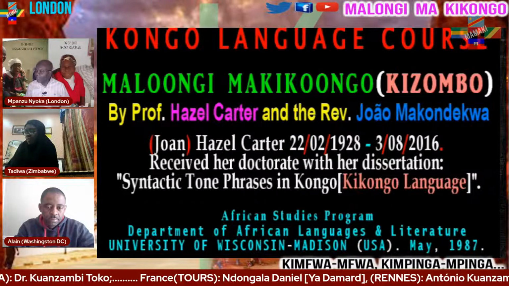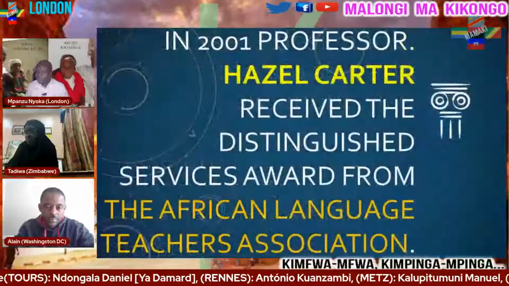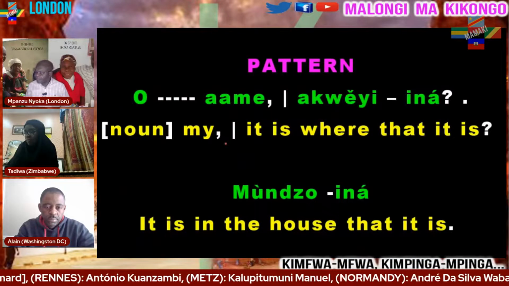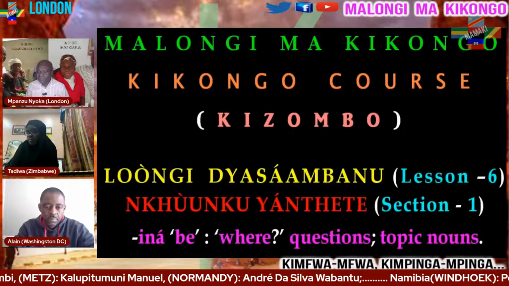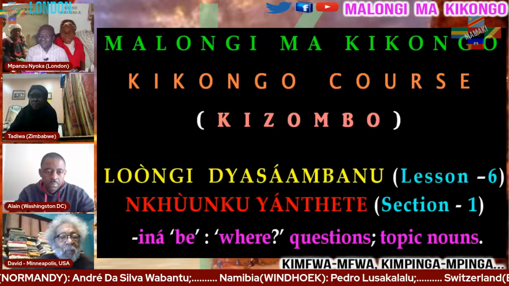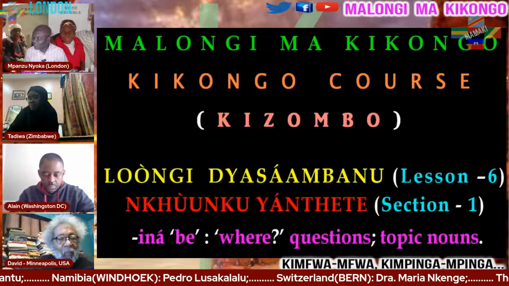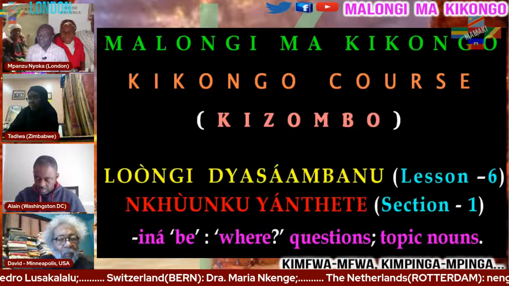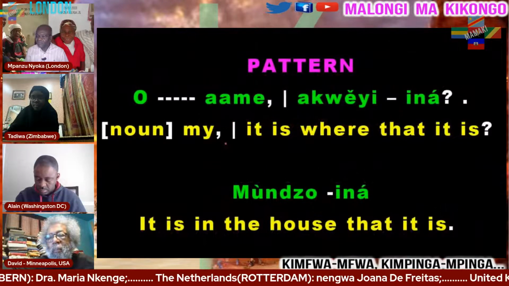Okay. Let me move quickly to my lesson. This is lesson 6, section 1. Tata David is here. Kiambote Tata David. Welcome. Wait. Marimai Congo lesson 6, section 1. Thank you for your time, Tata David.